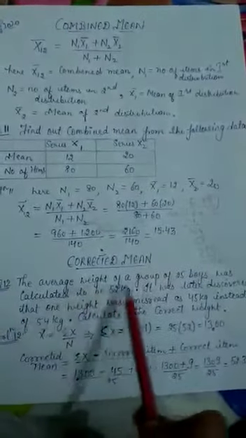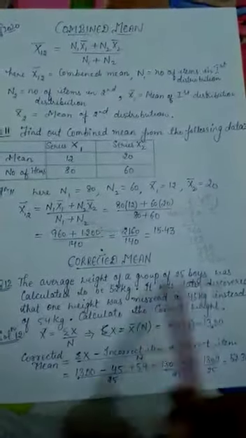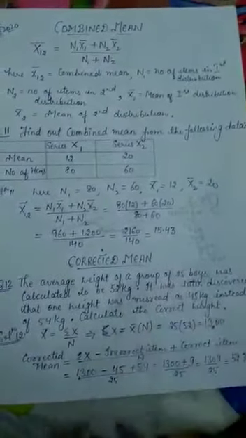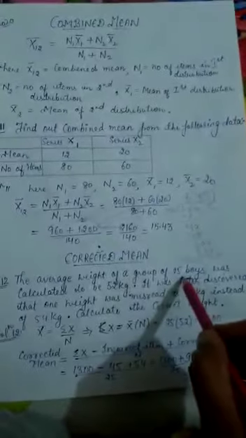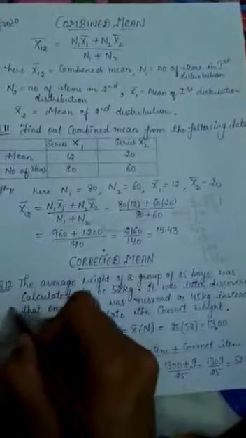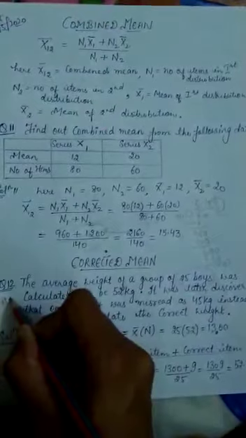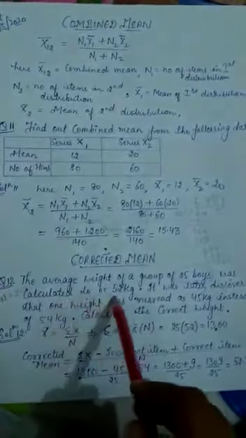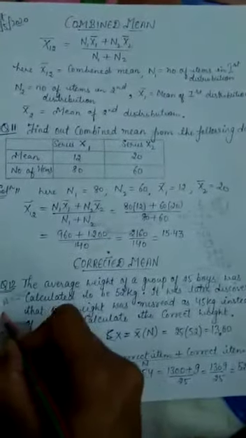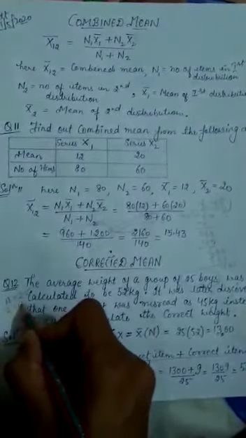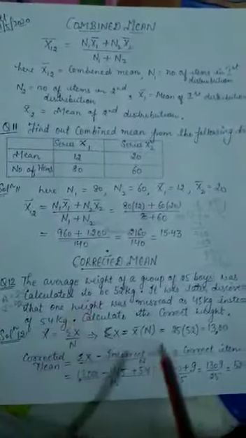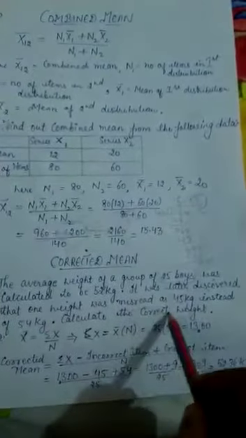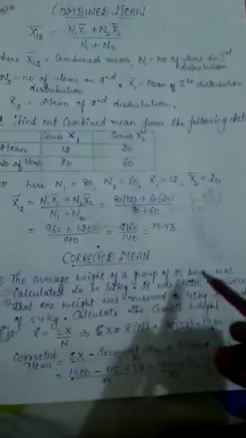See, the average weight of a group of 25 boys was calculated to be 52 kg. So what is this 25 here, beta? This 25 is n is equal to 25. Calculated to be 52 kg. What is this 52? It is x bar. And it was later discovered that one weight was misread as 45 instead of 54.